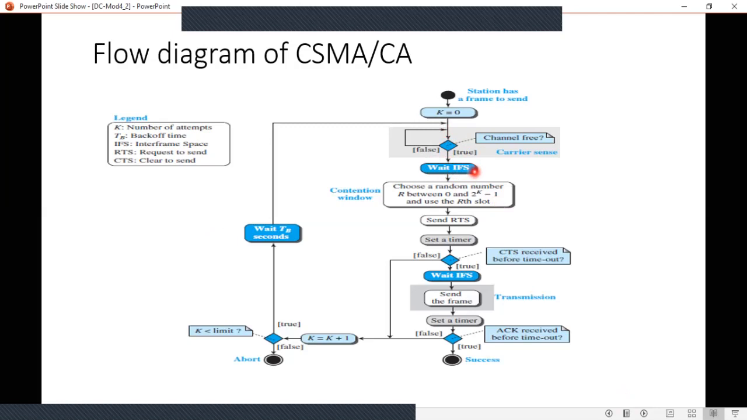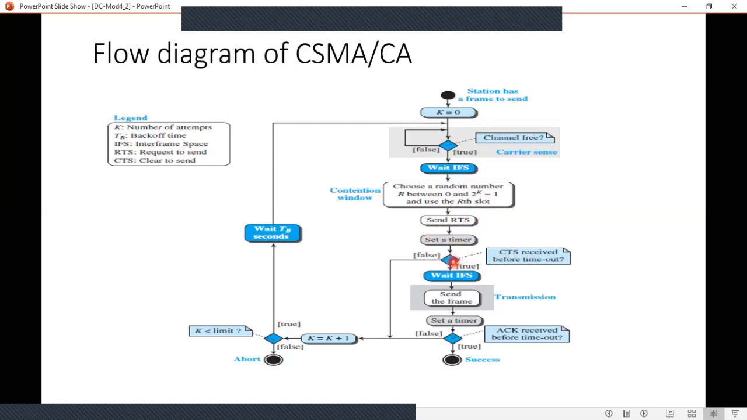And then next is the contention window here. Next, choose a random number r between 0 and 2 raised to k minus 1, and use the rth slot, whichever slot you get. Then send an RTS, that is request to send. This is sent from the sender to the receiver. Next it will set a timer and check if the CTS is received before the timeout. CTS is nothing but clear to send.